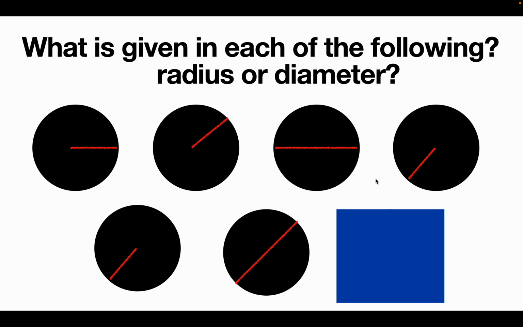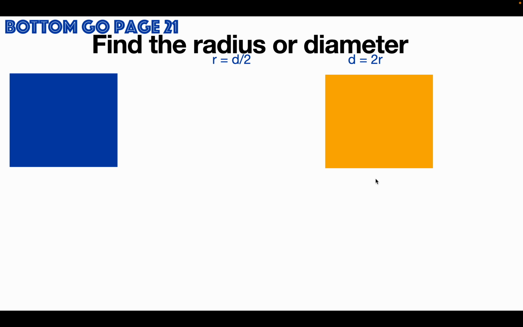On the bottom of page 21, you're going to write a couple of these. So we're going to find radius or diameter. So if it gives the diameter, we're going to find the radius. If it gives the radius, we're going to find the diameter. Remember, the radius is half of the diameter because it only goes halfway through. So you find the radius by doing r equals d divided by 2. And you find the diameter by doubling your radius. Diameter equals 2 times your radius.